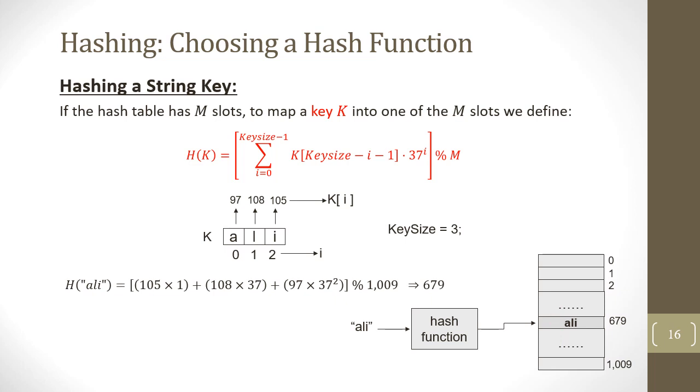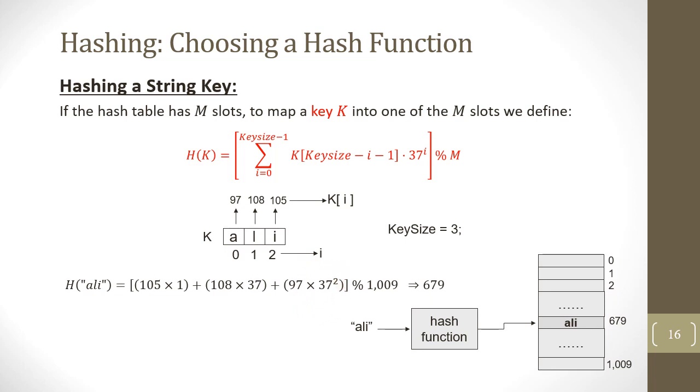Suppose our key is Ali. We take the last character, the ASCII code of that is 105. So we multiply that with 37 to the power of 0, which is 1. So we have 105 times 1, plus the code of L, which is 108, times 37 to the power of 1, plus the most significant character A, that has a code of 97. So we multiply that with 37 to the power of 2, or 37 squared.